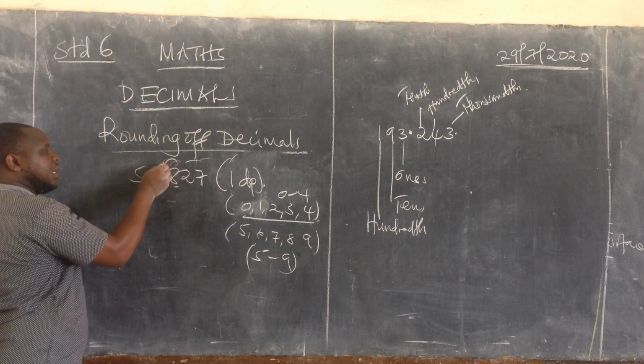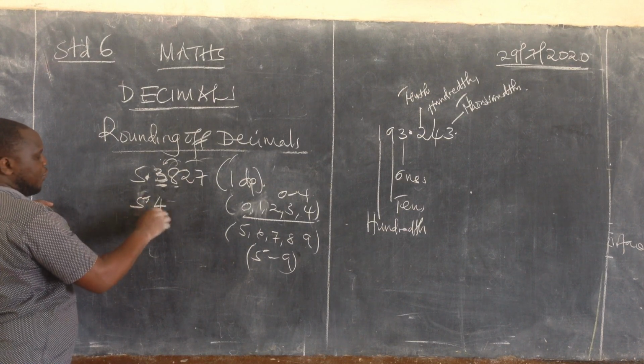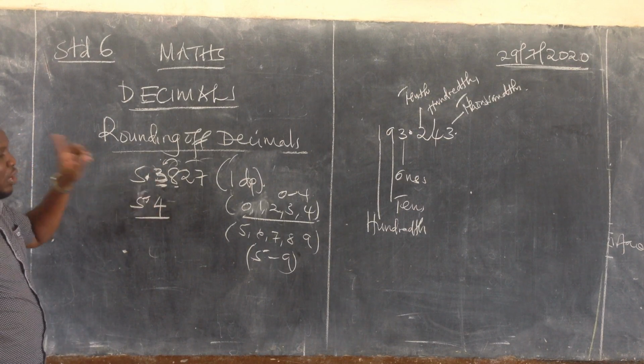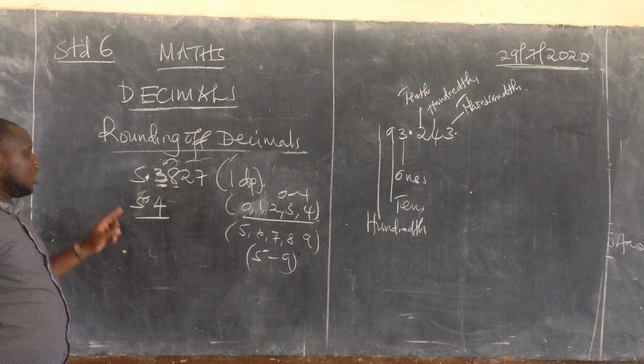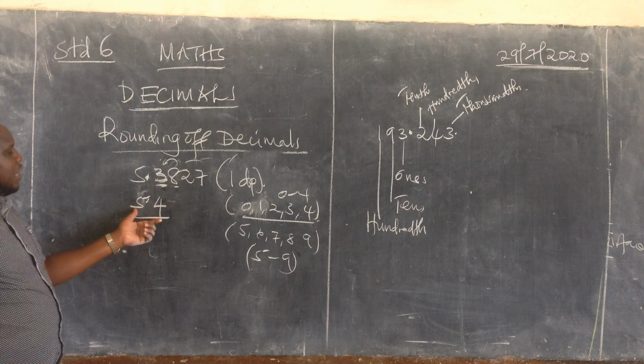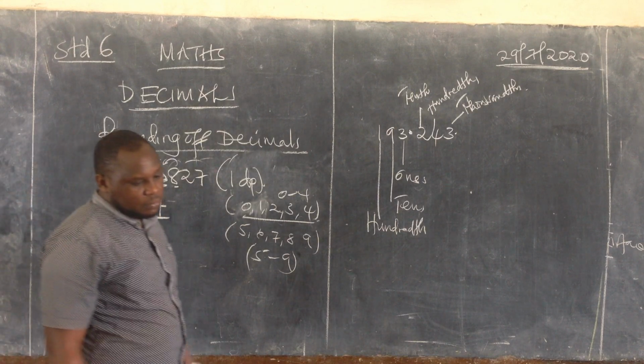So you are going to add 1 to the previous digit, and you are going to have 5.4. 1 is added here, and you are told to round off to one decimal place. So in this case, you are going to have only 5.4. We need to see one decimal place there.